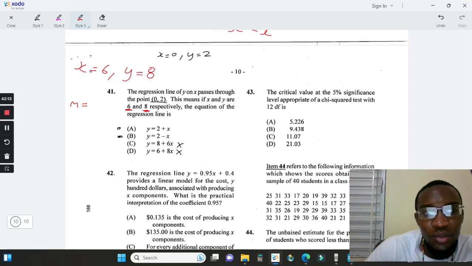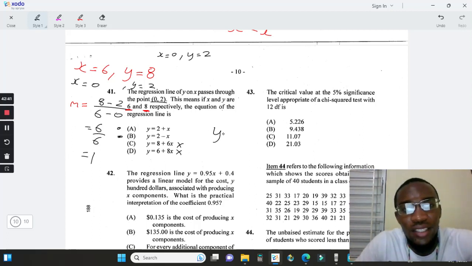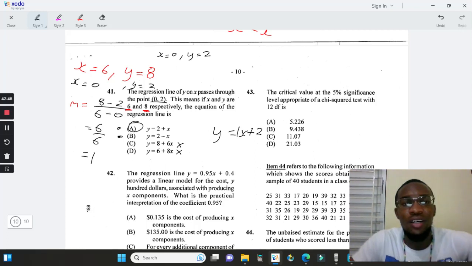So I'm going to use that point to find the gradient, because maybe they're giving us that one point is 6, 8. The next point we know is x is 0, y is 2. So the gradient is y2 minus y1 over x2 minus x1: 8 minus 2 is 6, over 6. Gradient is 1. So y is equal to 1x plus the y-intercept 2. Option A. Okay, it's not bad then.